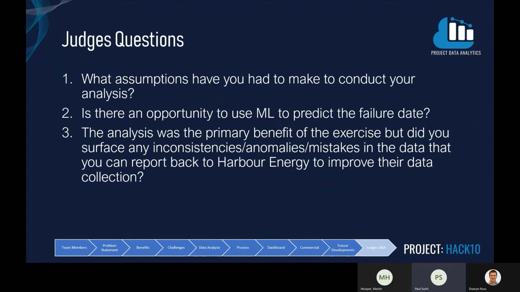So the first question, what assumptions have you had to make to conduct your analysis? Every failure has to have cause and remedy, but the data did not support this. Potentially changing the process at the work order data entry stage will negate this assumption. This would be fed back to the maintenance manager through reviewing of the data to review data process and data entry. The second question, is there an opportunity to use machine learning to predict failure rate?